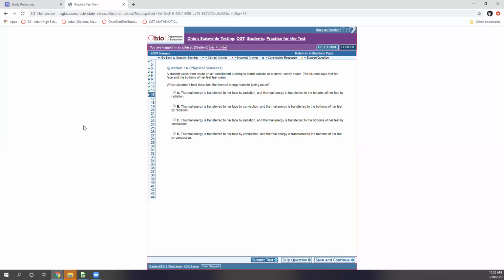Well, her face is most likely being warmed up by the sun. So you know that that is by radiation, right? Because radiation is the sun. It's the light waves in the form of radiation heating up her face. So it is radiation. Now, what's warming up the bottom of her feet? Is that also the sun shining directly on her feet? Probably not.